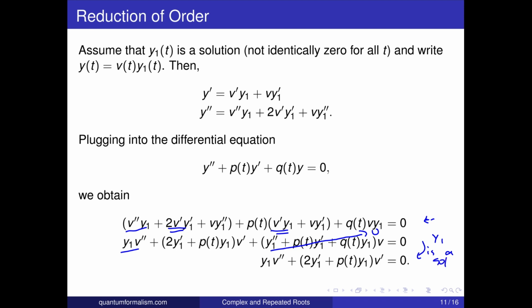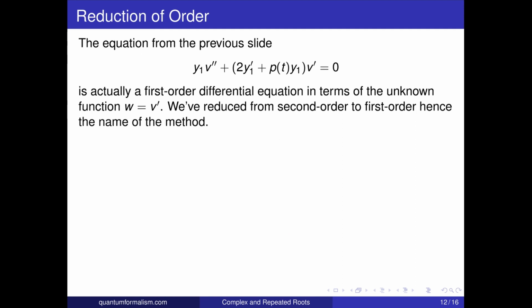So we're left with the other terms, the v double prime and v prime terms. And now the trick is, it's still a second order differential equation in terms of v, but because there aren't any terms involving v itself, there's only a v prime and a v double prime, it's actually a first order differential equation in terms of the derivative of v. So if we treat w equals v prime as the unknown function we're trying to solve for, then this is a first order differential equation. That's where the name reduction of order comes from. We started with a second order differential equation and ended up with a first order differential equation. And we know how to solve some first order differential equations at least, and yes, we can solve this one.